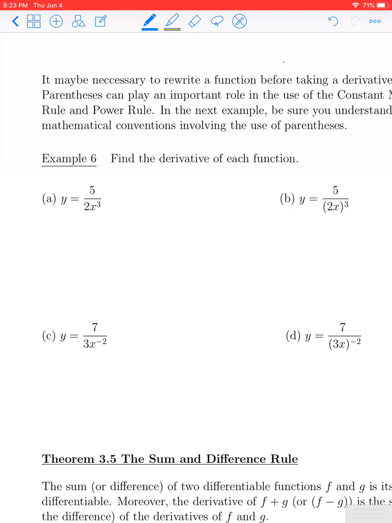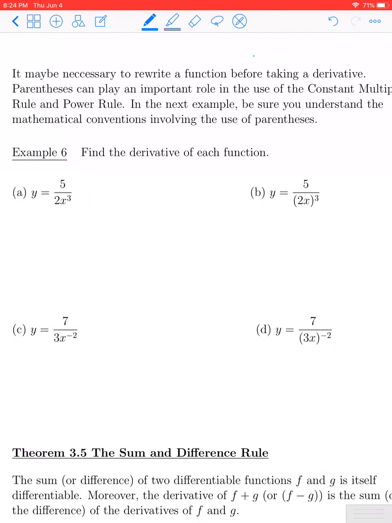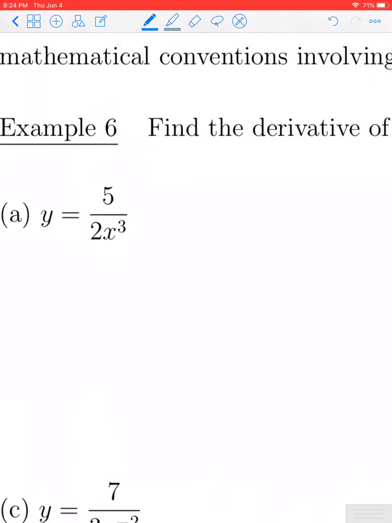One of the important things to consider throughout the rest of the class is the idea of rewriting a function first before trying to apply some of the calculus rules to it. In the next example, these four situations all look very similar, but it's really important to pay attention to the use of parentheses and rewriting things in an orderly and efficient way.